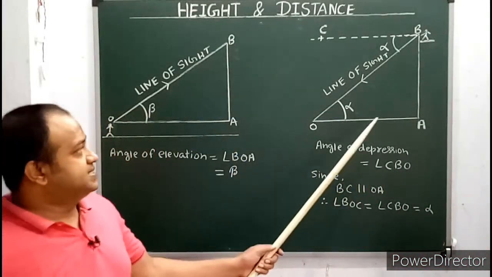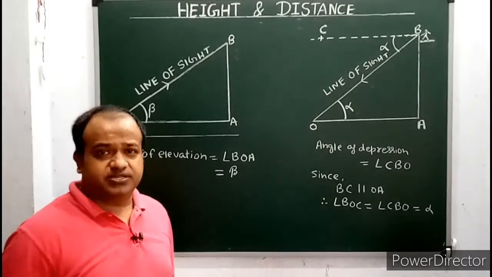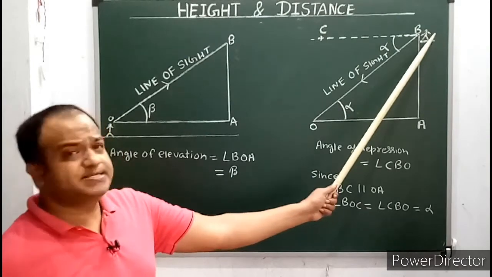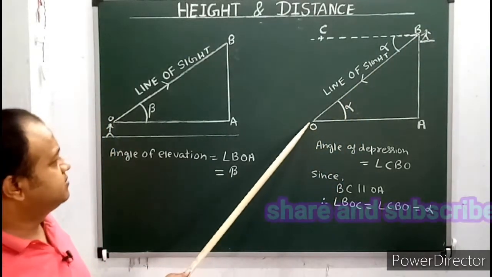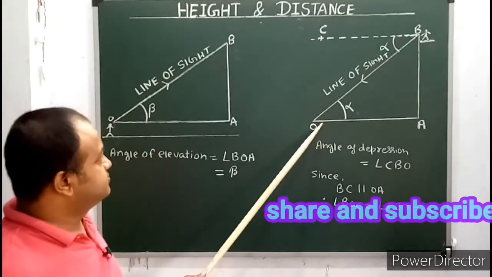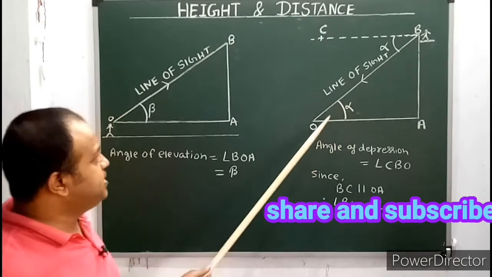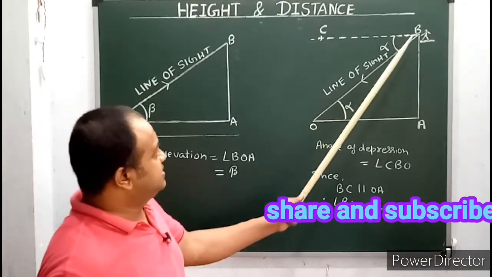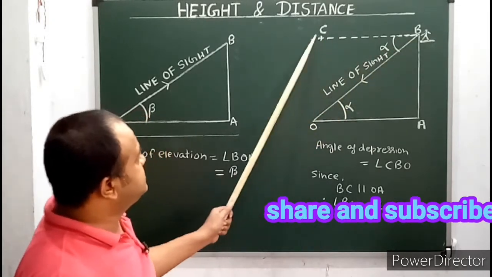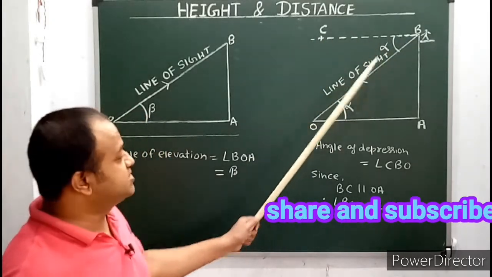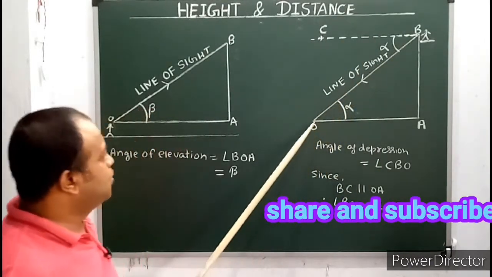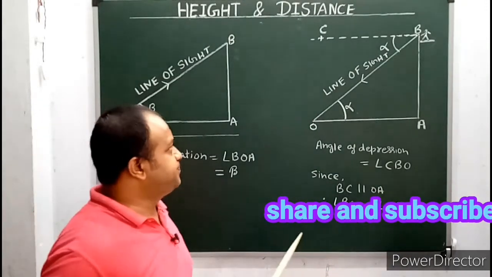Now we come to the second case. Here the case is a bit different. A boy is standing at a top point, that is B, and he is looking at the earth, that is at point O. So his line of sight is along BO, and the angle made between this line of sight BO and BC is alpha, and this alpha is called the angle of depression. The angle of depression is angle CBO.